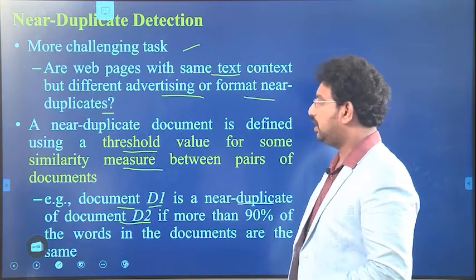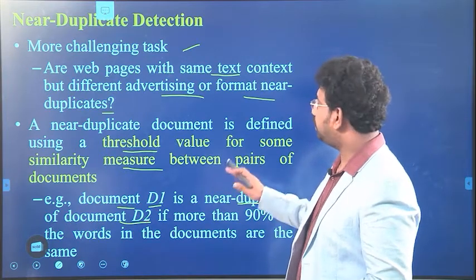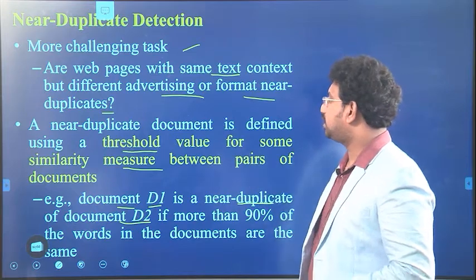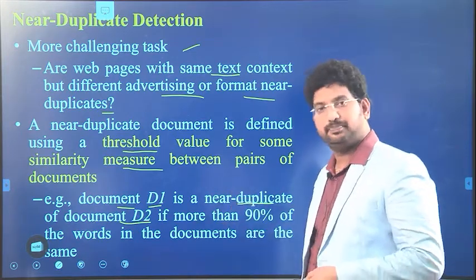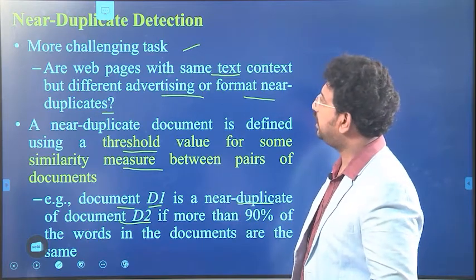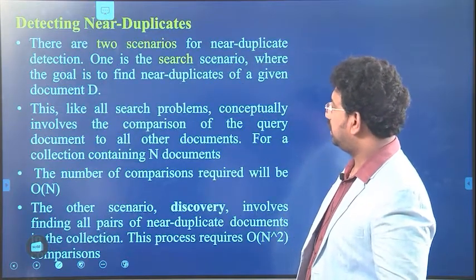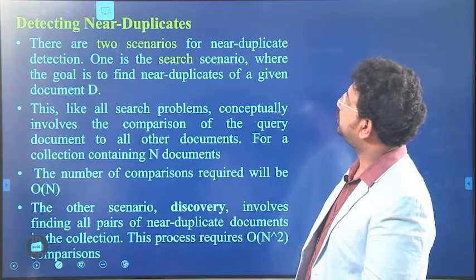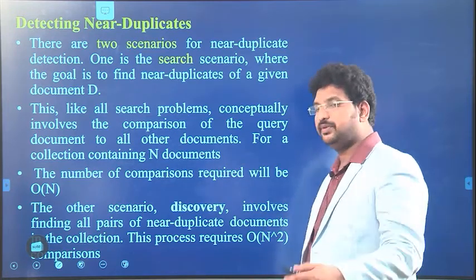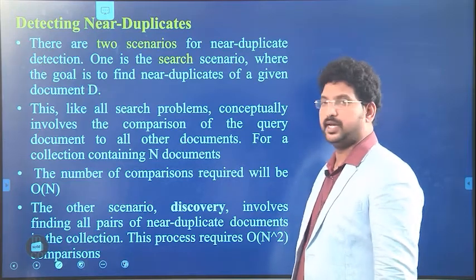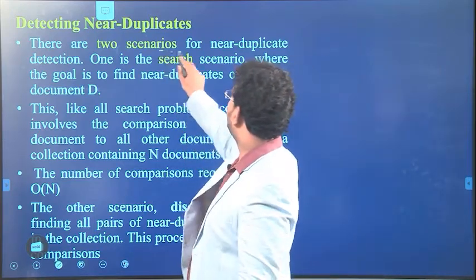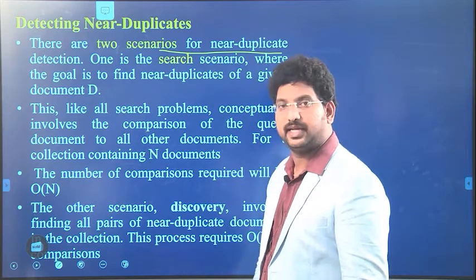So we can identify near duplicate detection by using a threshold value for some similarity measure between pairs of documents. And if you see how we are going to detect the duplicates, as part of detecting near duplicates, there are two scenarios.